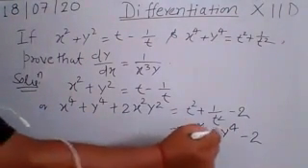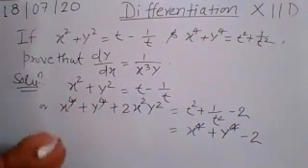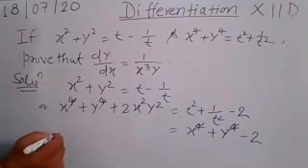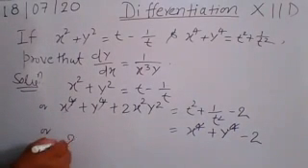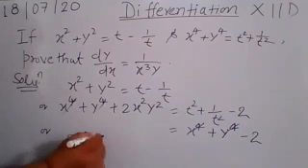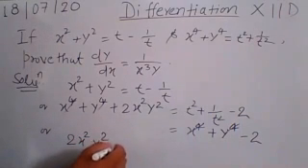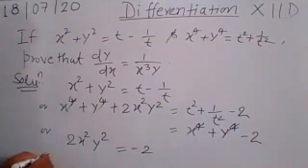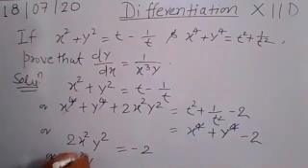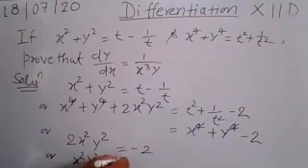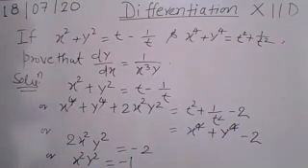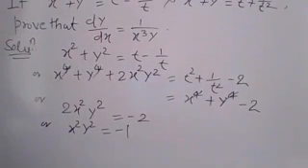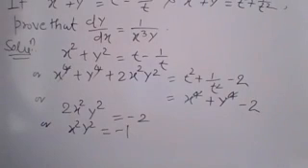So x to the power 4 and y to the power 4 are cancelled out from both sides. So your equation becomes 2x square y square is equal to minus 2, or you can write x square y square is equal to minus 1. Understand? In this way, you have the equation completely in terms of x and y.